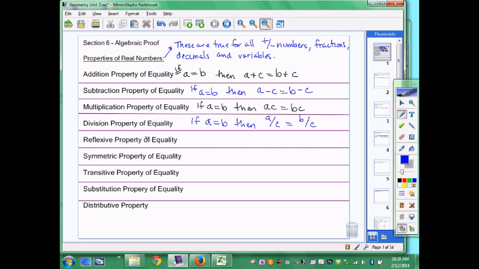The next one on the list is called the reflexive property, and it's called reflexive because it's like a reflection. Okay? And what we have is the same thing on both sides. A equals A, 20 equals 20. X plus 4 equals X plus 4. As long as it's identical on both sides, it's perfect reflection.